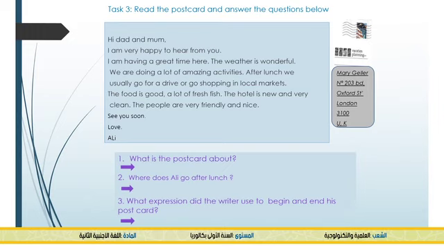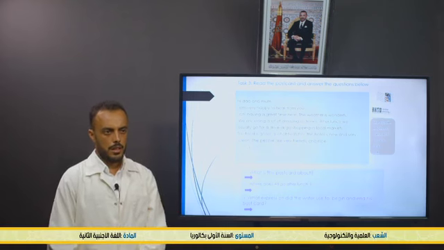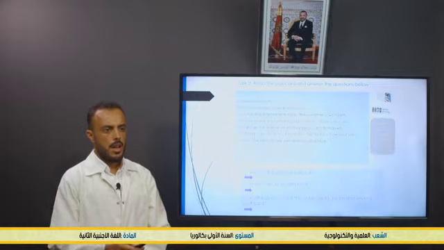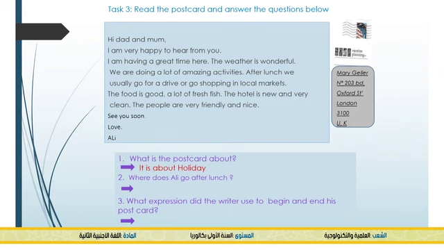Alright, so now we have 3 questions. I'm sure you have got the answers. Let's correct the questions. So what is the postcard about? After you read the postcard, of course, you should have got a general idea. So the postcard is about a holiday. Very good. So it talks about a holiday, and this is the purpose of a postcard. The second question, where does Ali go after lunch? He goes for a drive or shopping. Excellent.